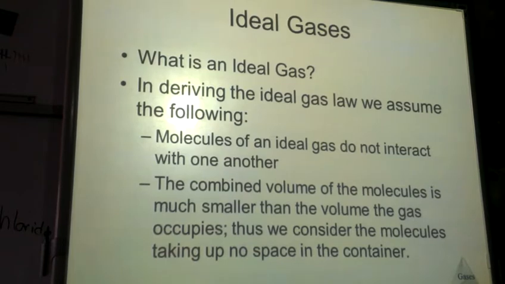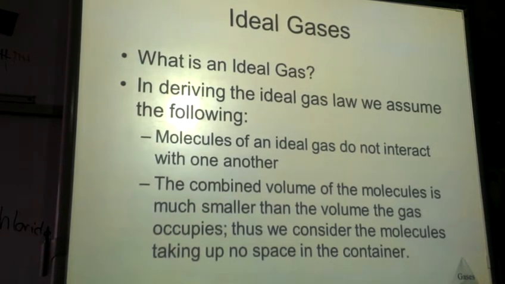So what is an ideal gas? Ultimately, we are going to assume that everything acts like an ideal gas unless they tell you otherwise. An ideal gas is just a hypothetical gas whose pressure, volume, and temperature can all be described using the ideal gas law. An ideal gas must obey that PV equals nRT. If it doesn't obey that law, then it's not an ideal gas.